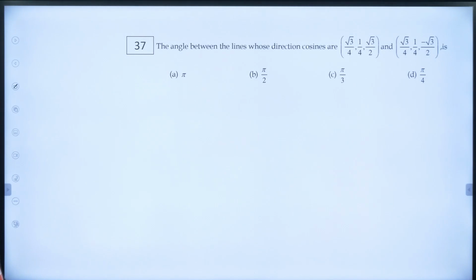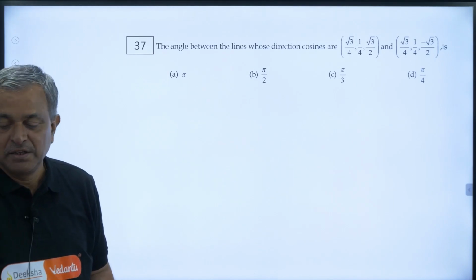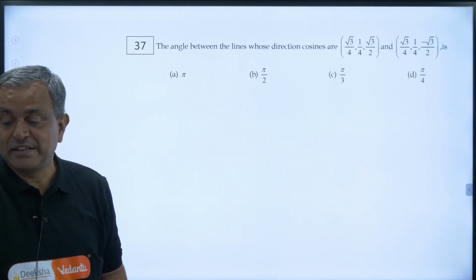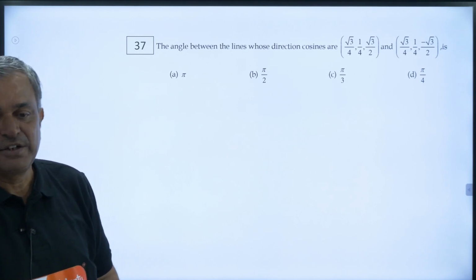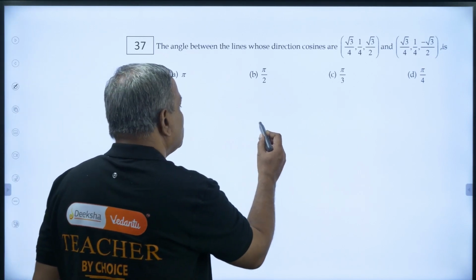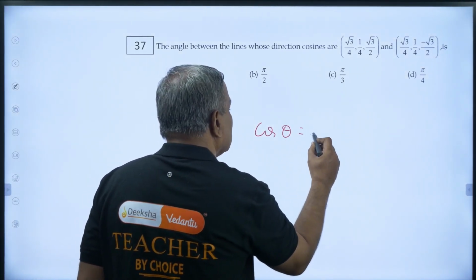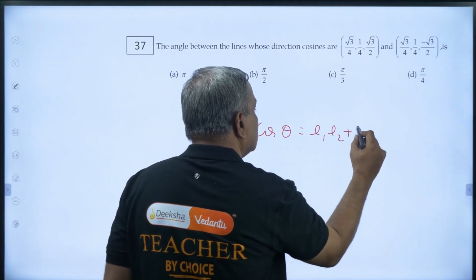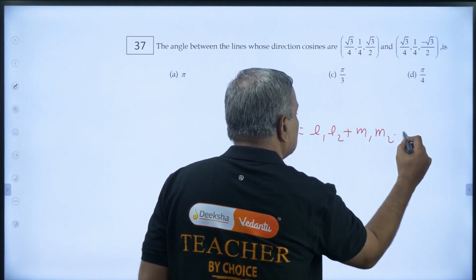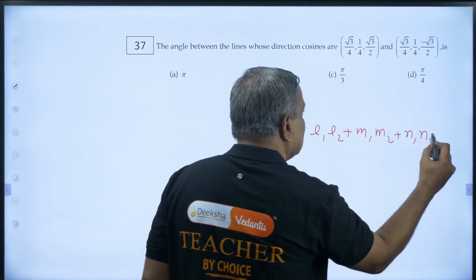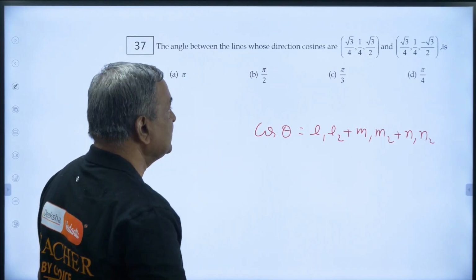Angle between the lines whose DRs are given. Angle between the lines is nothing but, first you calculate the direction cosines. Then what is the formula? Cos theta is equal to L1 L2 plus M1 M2 plus N1 N2. That will give the cos theta. So what are the DRs?